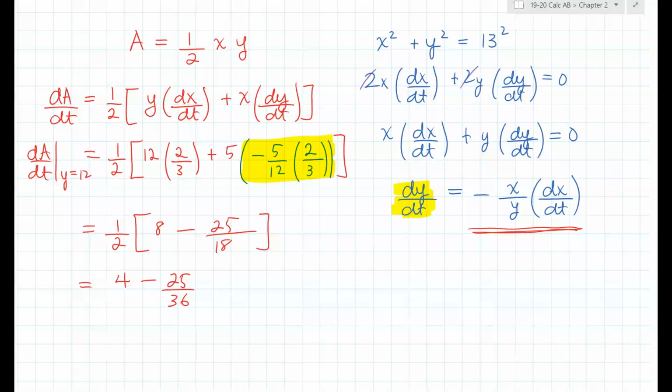If we subtract 4 minus 25 over 36, what do we get? That's 3 and 11/36. On the calculator, it's 119 over 36. What is that in improper? 36 times 3 is 108, plus 11. Yeah, 119 over 36. So there you go. Feet squared per second. Just remember this was area.